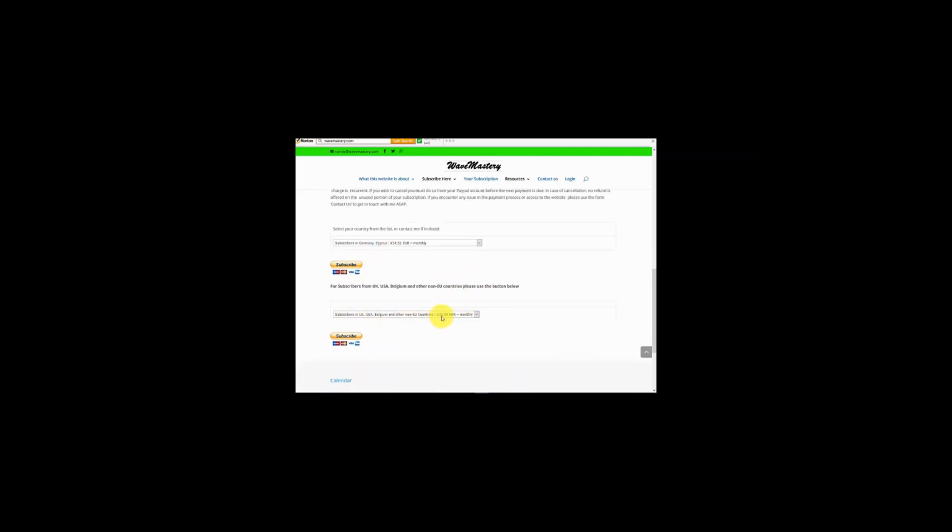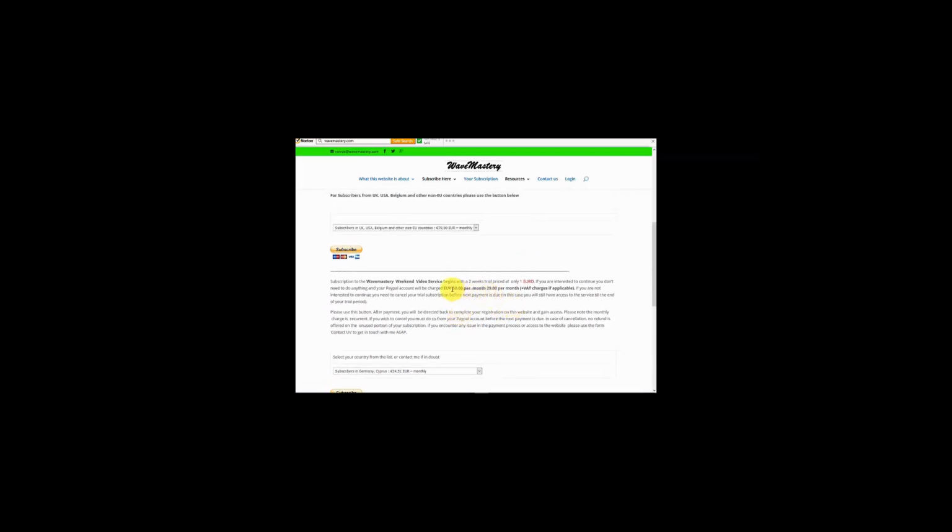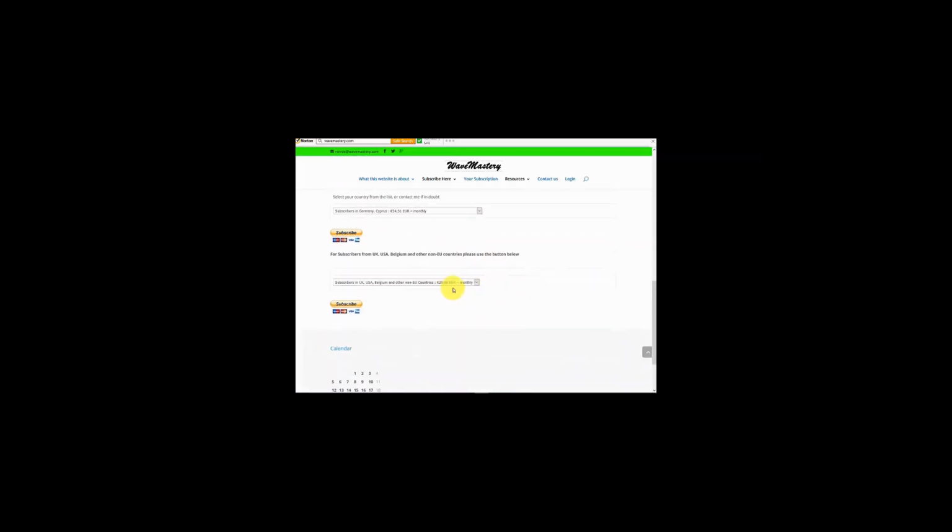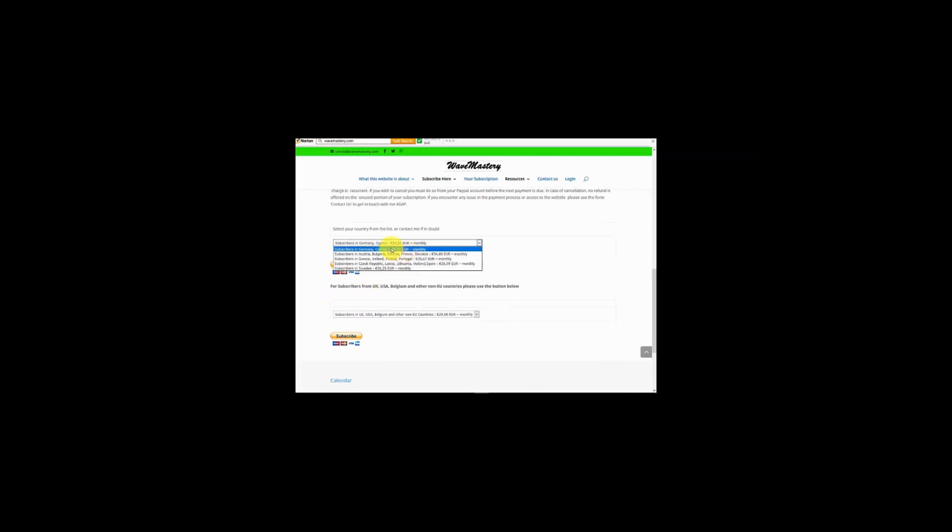In our case here, it's going to be 29, instead of normally 59. And the same thing if you come from the US, UK, Belgium, Asia, etc. You don't pay VAT. You take this, you go down here and you click subscribe. If you come from any other European country, please pay attention and select the right country.